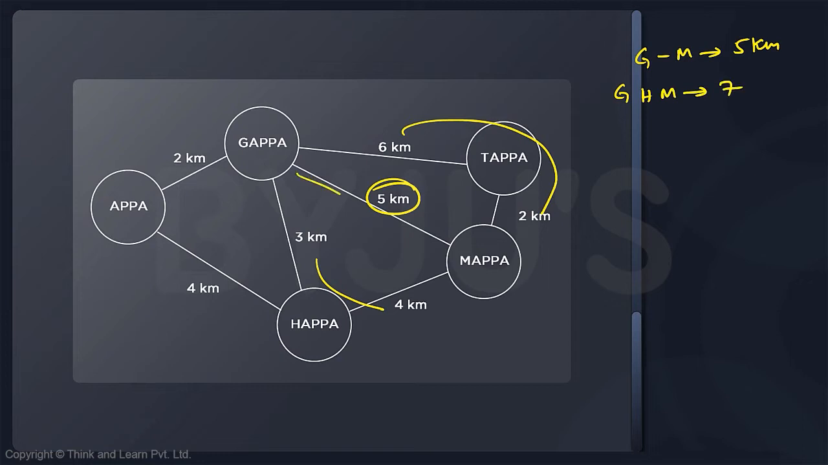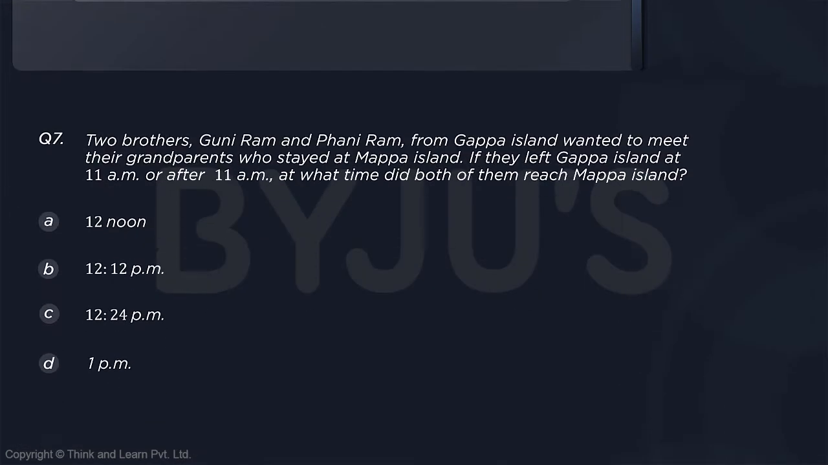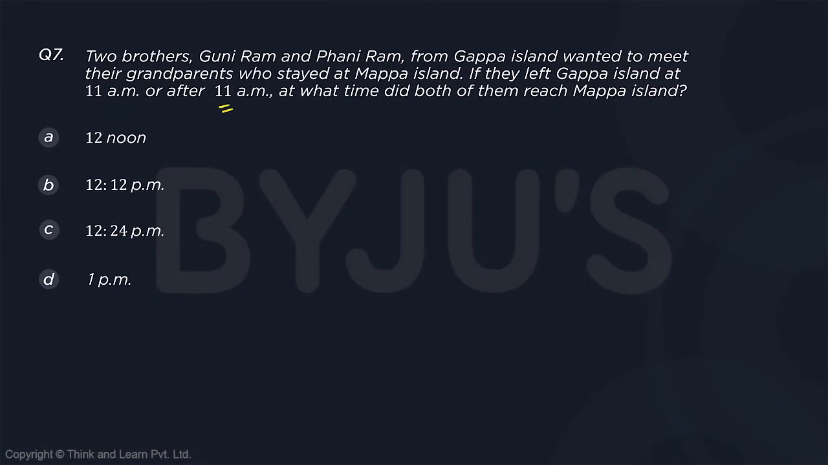Now they are two different routes, so nobody has to wait. The first person will take 1 hour and the second person will take 7 by 5, which is 1.4 hours. 1.4 hours is 1 hour 24 minutes. Now remember, the question says the time taken is called as the slowest person reaching. So the time taken is 1 hour 24 minutes. If they are starting at 11, you will be reaching at 12:24 p.m. That is option C.